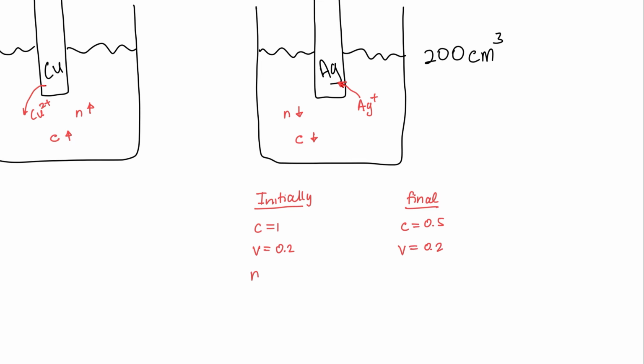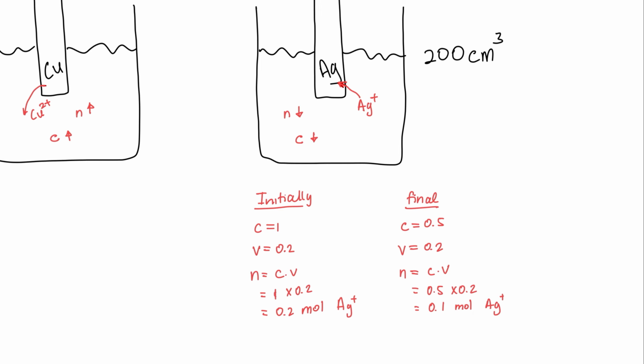So the number of moles initially is C times V. So 1 times 0.2, which is 0.2 moles of Ag+ at the start. Now here we can work out the final. So C times V, 0.5 times 0.2, and that's equal to 0.1 mole of Ag+.